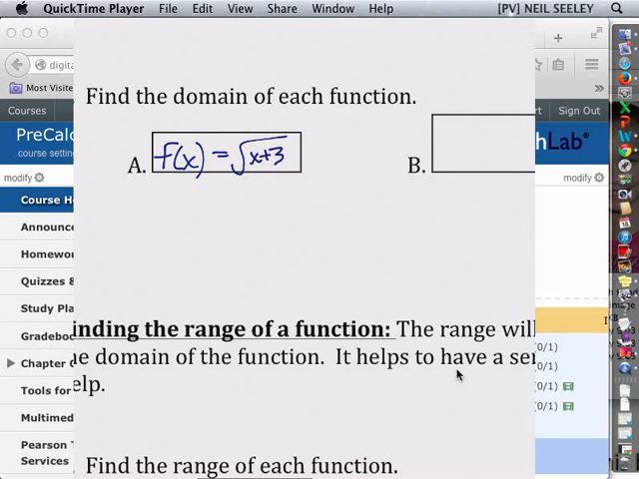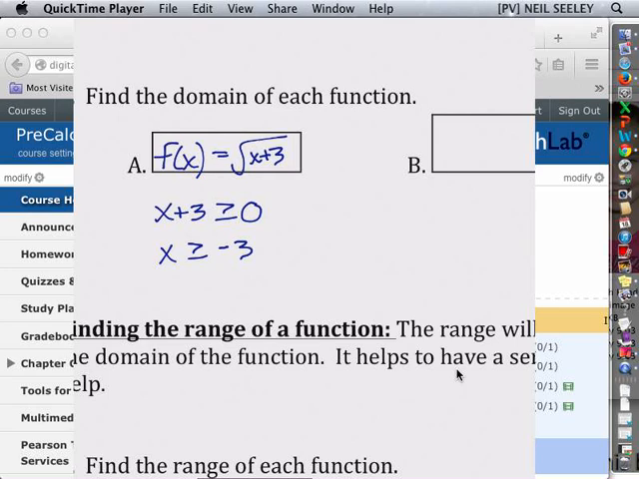Just to go back to some of the rules, if you've got a radical, you take the internal contents and say, hey, it's got to be bigger than 0. Can it be 0, though? 0 is good, so I'm okay. So bigger than or equal to 0. That works. This is one way to do it. Or you can do the limiting factor. Solve this, get -3, right?